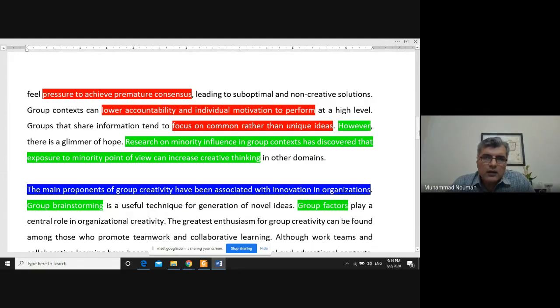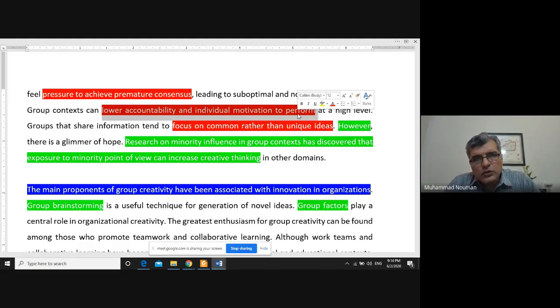Similarly, evidence suggests that with different kinds of teams, whether teams inside organizations or student groups, as you might be familiar with because you work in groups for various academic assignments given to you by your course instructors, one more factor responsible for inhibiting creativity is low accountability and individual motivation to perform. Because I am part of a team, I might feel that I'm not answerable for my actions individually as such. And as a result, this feeling of low accountability can be an inhibiting factor in terms of team creativity.